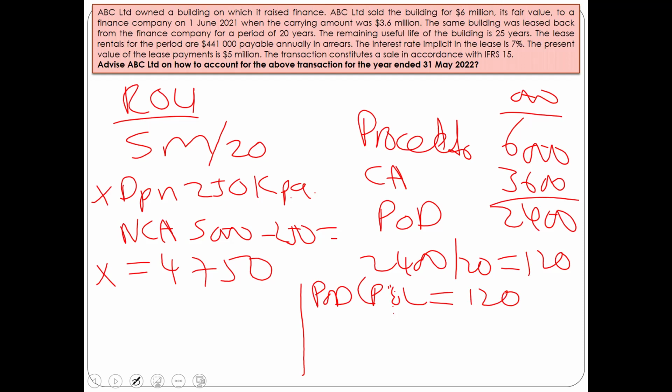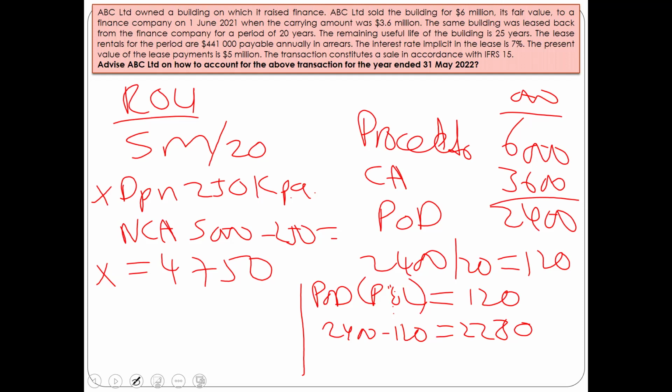It means what remains is 2,400 minus 120. So if we say 2,400 minus 120, what we get is 2,280. Right, but wait a minute. The 2,280 is income that we have not yet earned a right to. So we call that deferred income. Deferred income is a liability.